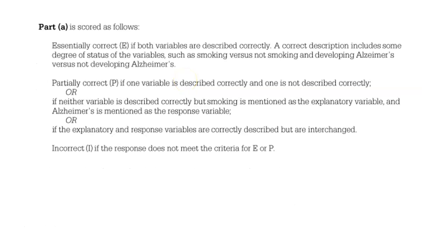So here's how you should score these questions. You get an E if both are right, if the explanatory and the response variable were accurate. You get a partially correct if you get one but not the other, or if neither is described correctly but you mention smoking in the explanatory and you mention Alzheimer's in the response. So that'd be if you say age and smoking are the explanatory variable, because you're not 100% right, but you're partially right. And it's incorrect if you don't do any of this.